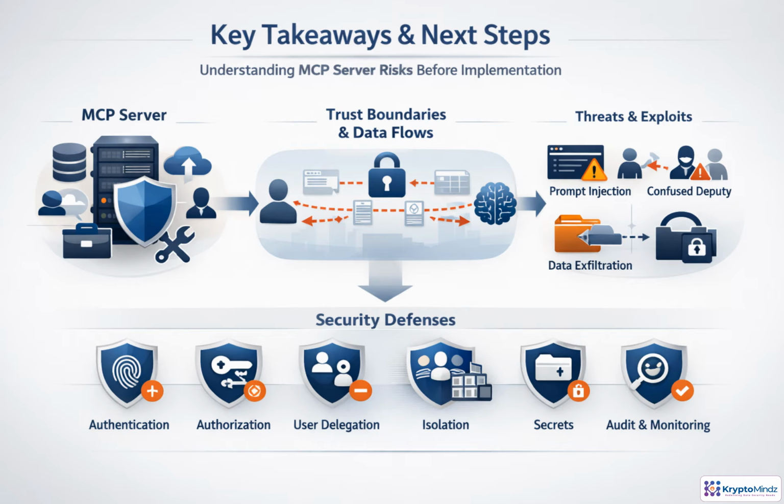Threat modeling gives you a practical map of MCP server risk before production exposure. Start with the assets you protect, then trace trust boundaries, identities, and data and control flows. That reveals failures like prompt injection, confused deputies, exfiltration, unsafe tool chaining, and overbroad actions. From there, we can convert those risks into concrete defenses: authentication, authorization, consent, isolation, secrets management, and audit controls.